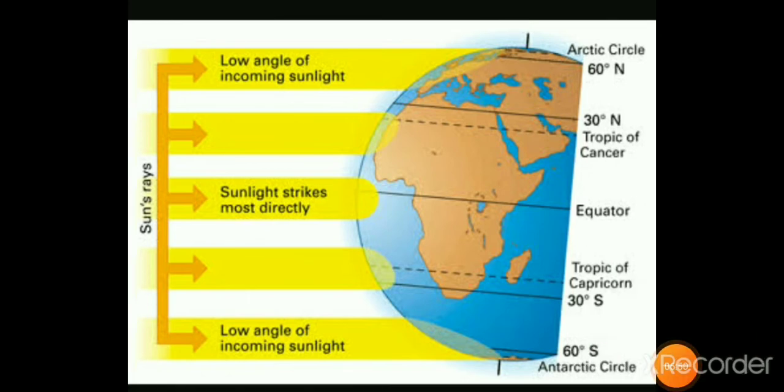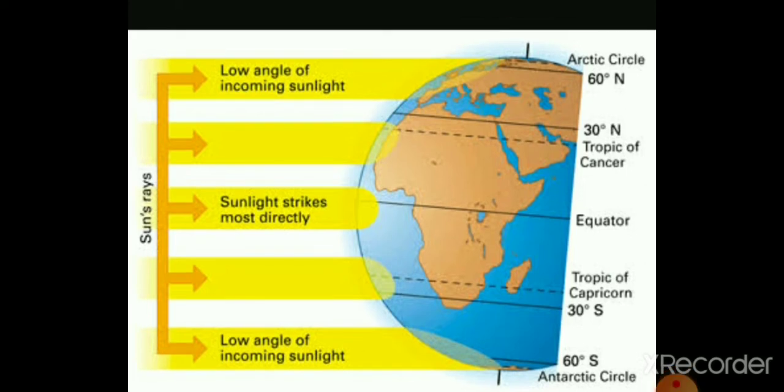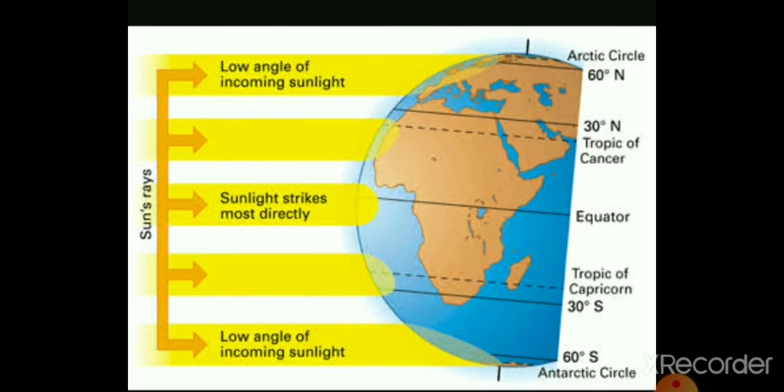Now, what will happen whenever the rays are slanting, moving in a slanting way? The sunlight appears less bright and there is only less heat. Due to that, if you remember, in the frigid and the temperate areas, the heat would be less as compared to the torrid zone.